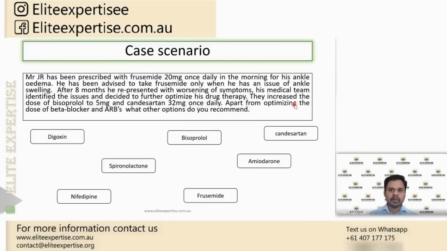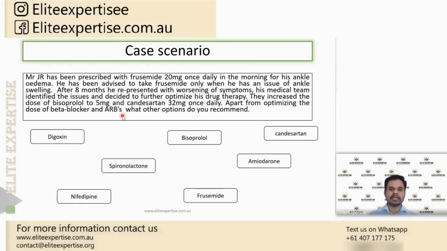So apart from optimizing the dose of beta blocker and ARBs, that is increasing the dose of beta blocker and ARBs, is there any other thing that you can recommend? Is there any other thing that you can add further to this therapy? So the patient is on bisoprolol, the patient is on candesartan, but still the patient is developing worsening of symptoms. So what can we do now?